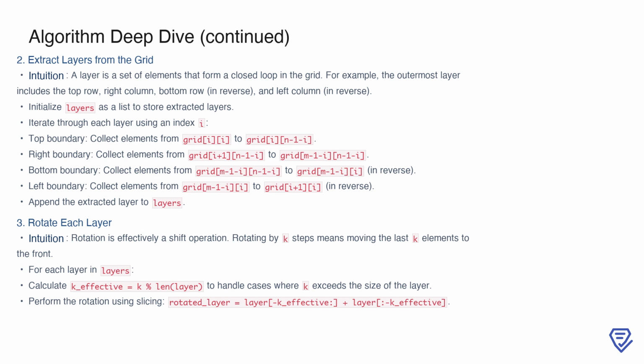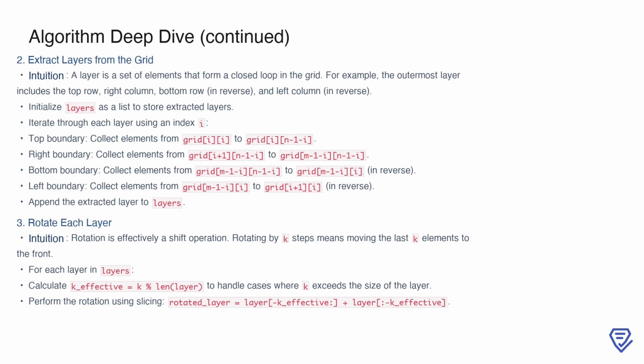To handle this, we initialize a list called layers to store the extracted layers. Then, we iterate through each layer using an index i. For the top boundary of the layer, we collect elements from the top left corner to the top right corner of the grid. For the right boundary, we collect elements from the top right corner down to the bottom right corner. Similarly, for the bottom boundary, we collect elements in reverse order from the bottom right corner to the bottom left corner, and for the left boundary, we collect elements in reverse order as well, moving upward. Once a full layer is extracted, we append it to our layers list.